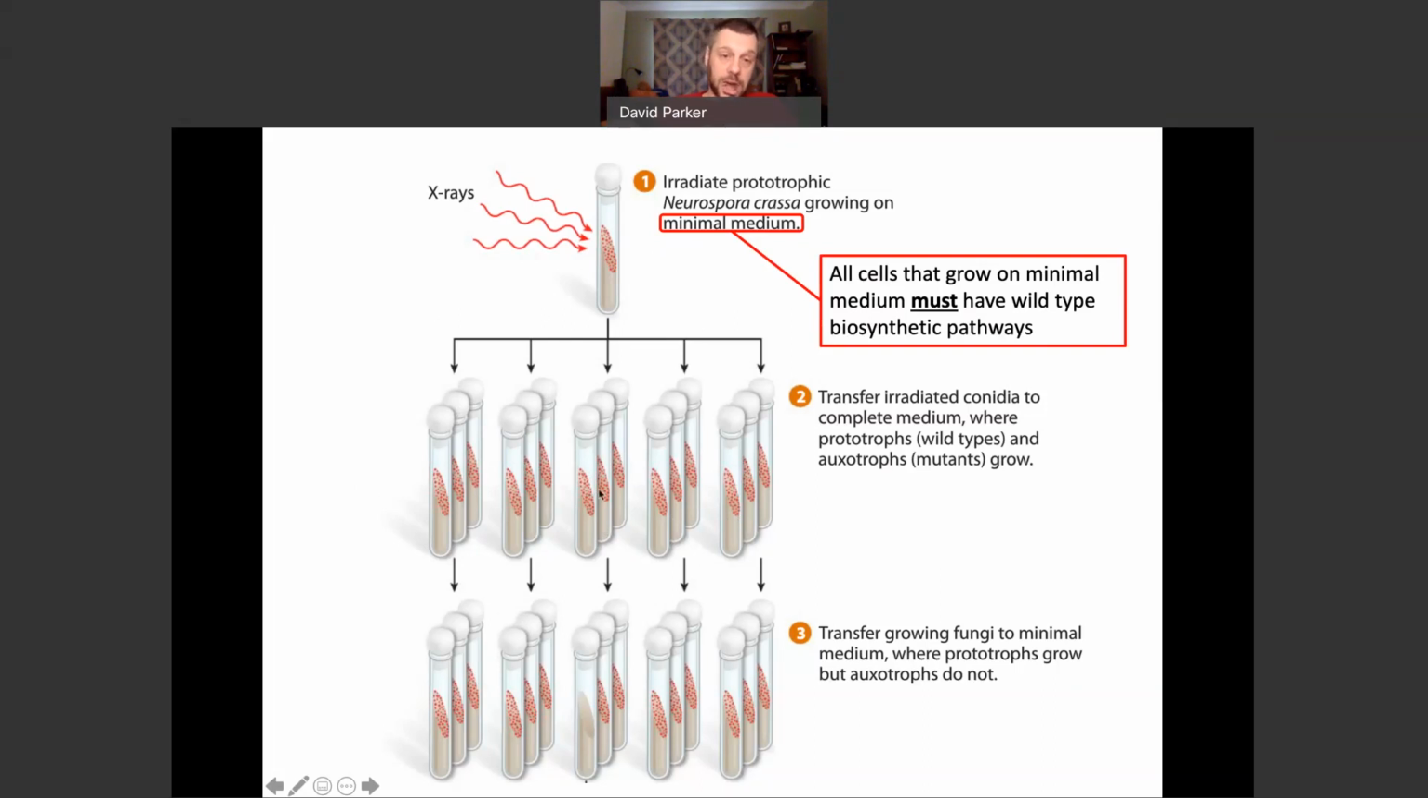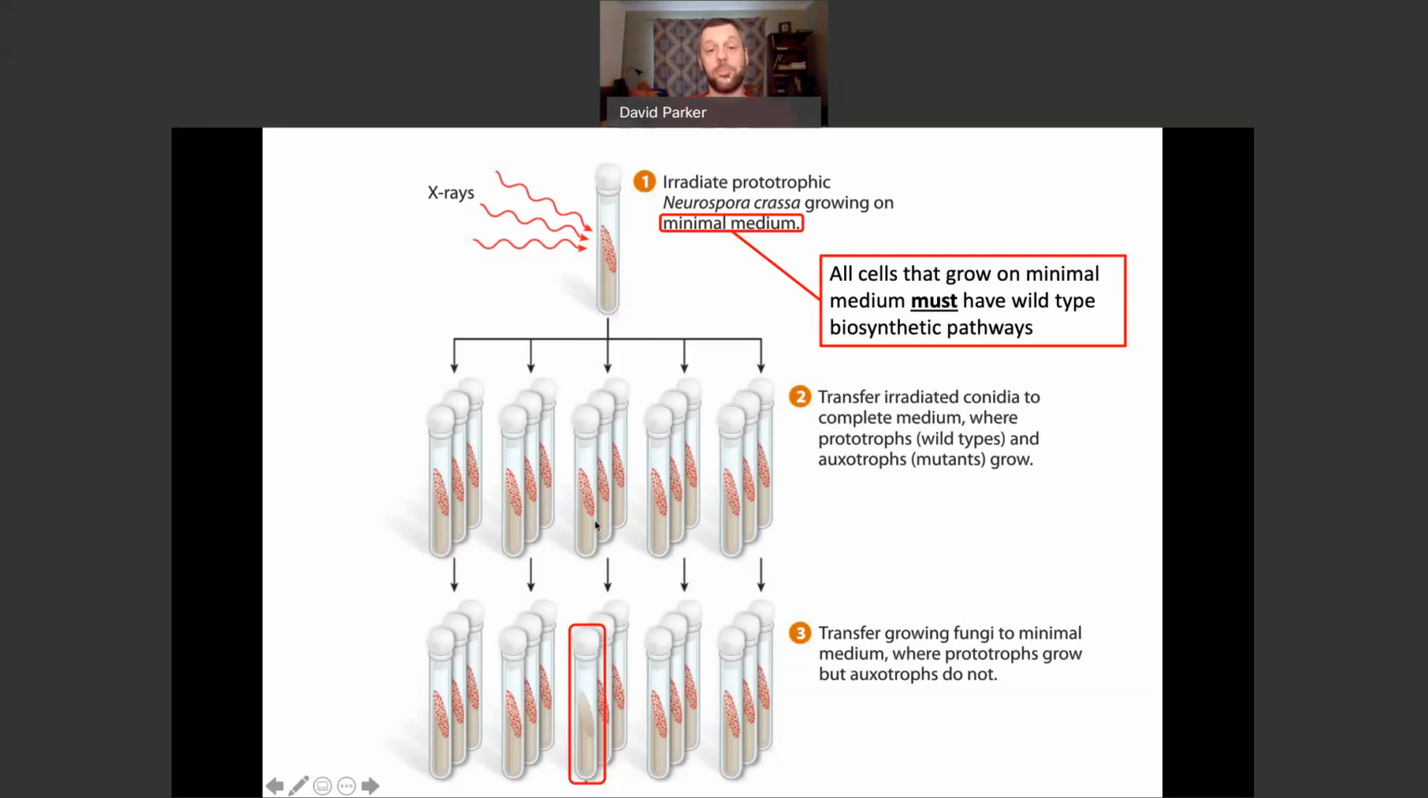So the fact there's a bunch of red spots on here just means it started off as one cell and then it grew up to be nice and healthy. So each one of these tubes represents a single mutant in a single gene. You don't know what genes they are because it's random, the way the X-rays mutate DNA. But you know that in each one of these tubes is a single mutant.